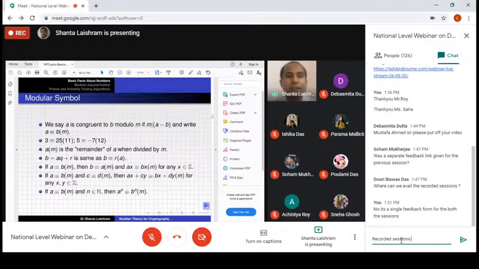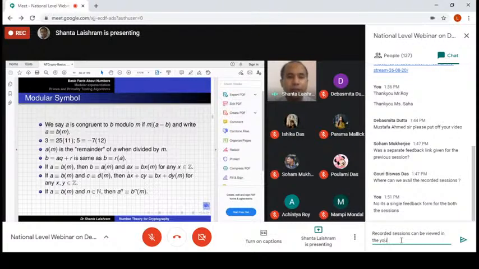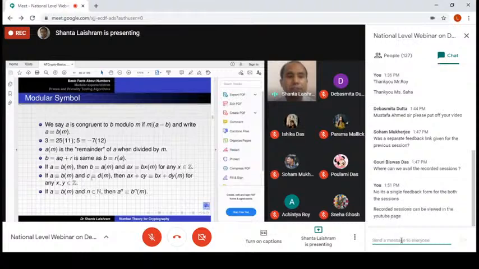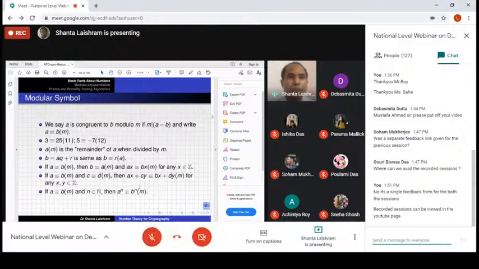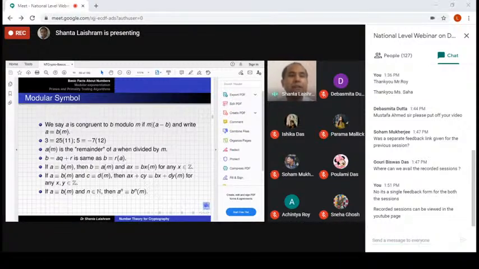And there are some nice simple elementary properties, like if A is congruent to B, then B is congruent to A, and AX is congruent to BX mod M. Or if A is congruent to B and C is congruent to D, then AX plus CY is congruent to BX plus DY. Not only that, you can take powers: A to the power N is congruent to B to the power N modulo M. These are basic properties which are quite easy to see from the modulo symbol. In fact, A modulo M you can think of as the remainder of A when divided by M.